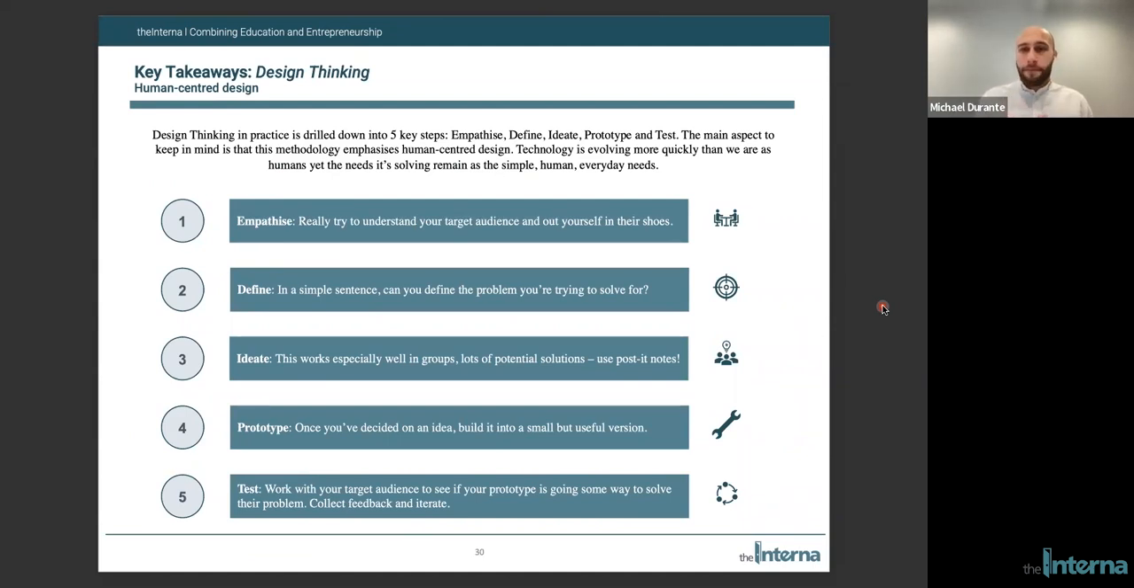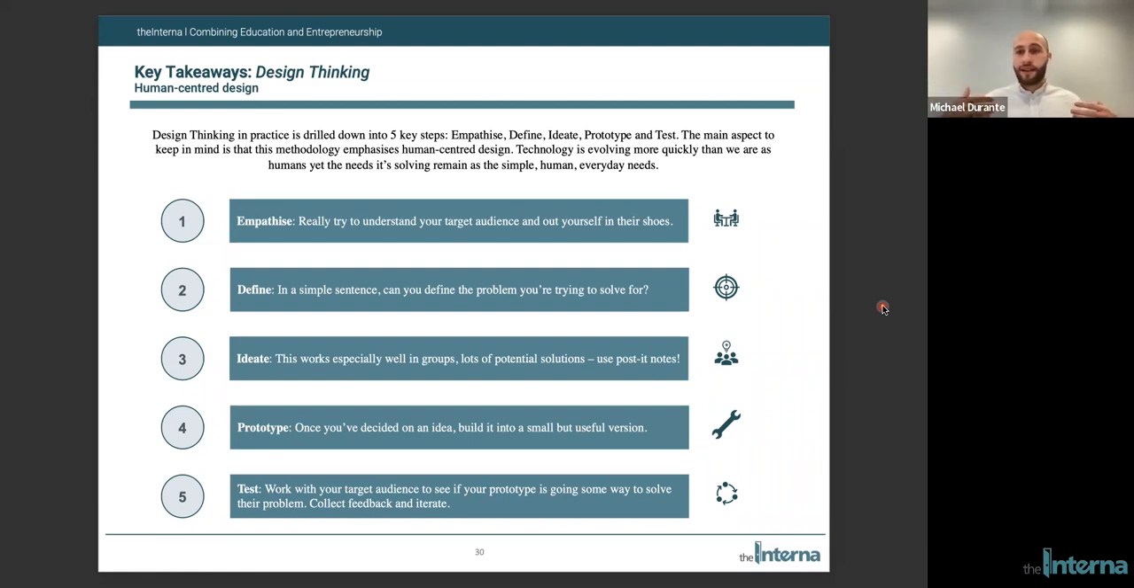So first one, really empathizing and understanding our audience. Try to put yourself in their shoes. Can we really define in one simple sentence, again, take that from the Lean Startup, this is the problem we're solving, and this is how we're solving for it.